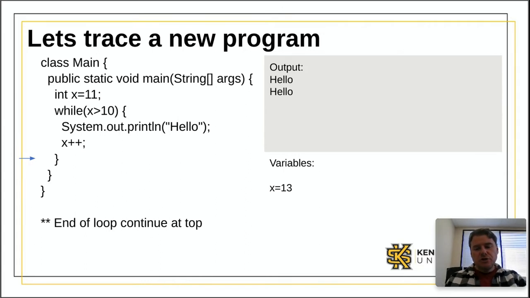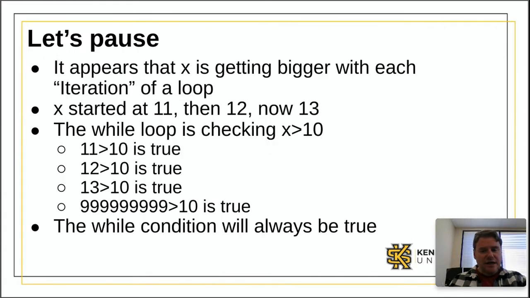Now, we should probably be having a thought in the back of our mind: this seems like it's going weird. We started off with x equal to 11, and we're checking if x is greater than 10. Well, 11 is greater than 10, and so is 12, and so is 13, and 14, and 15, and 16, and 100, and 1,000, and 50,000. As a matter of fact, when will this loop end? And the answer is, it's not going to end.